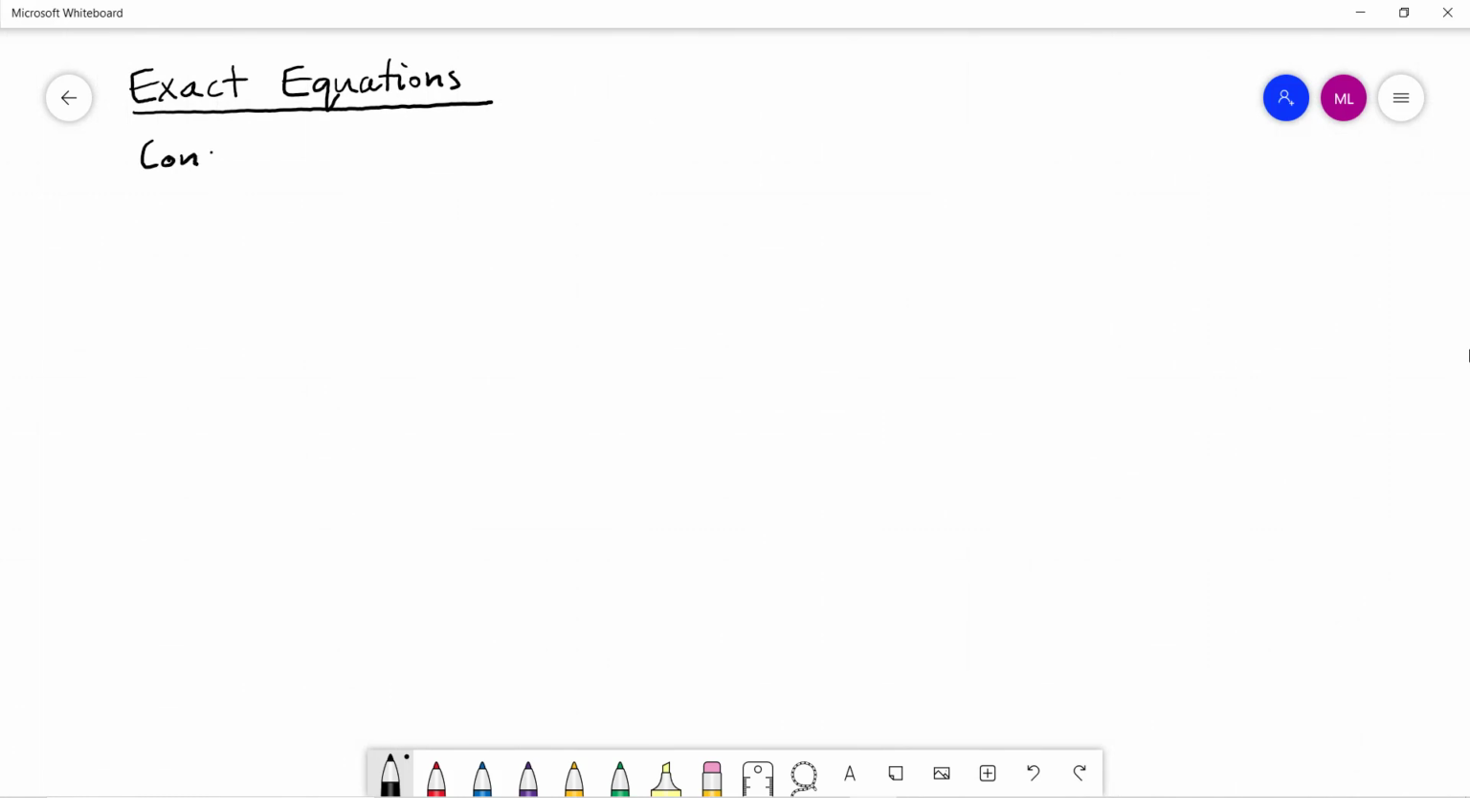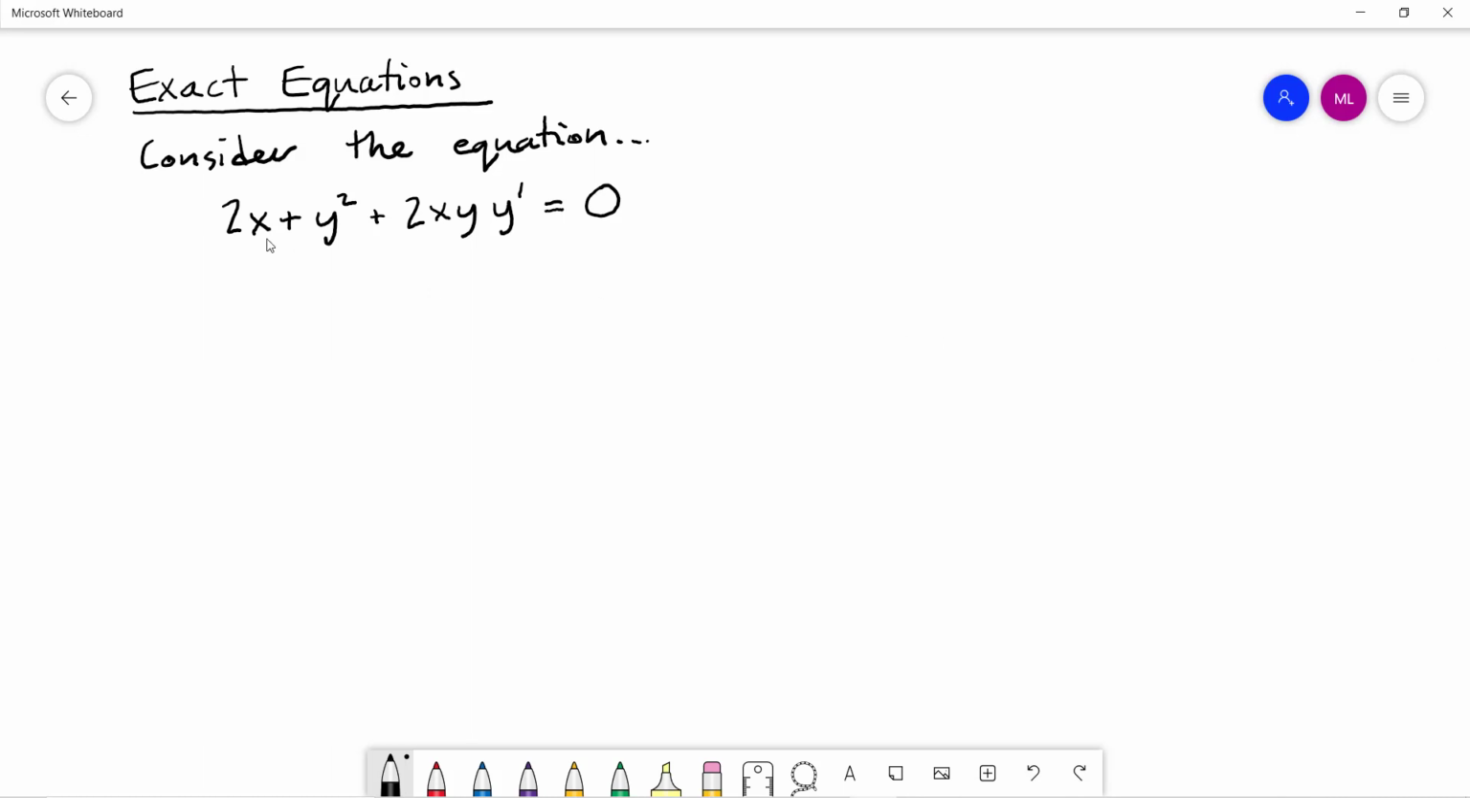Let's consider the following equation: 2x plus y squared plus 2xy times y prime, and that whole thing is equal to 0. So here's our big, ugly equation. This equation turns out to not be separable. You can go ahead and verify that if you want to try to do the algebra.